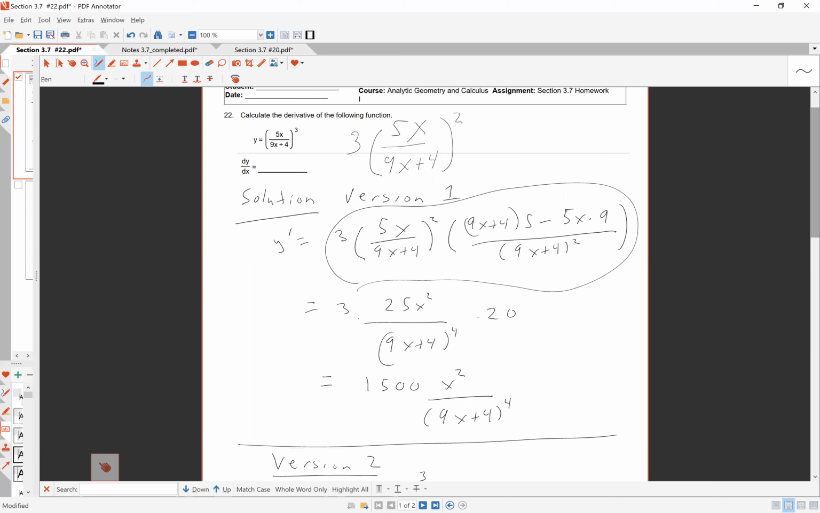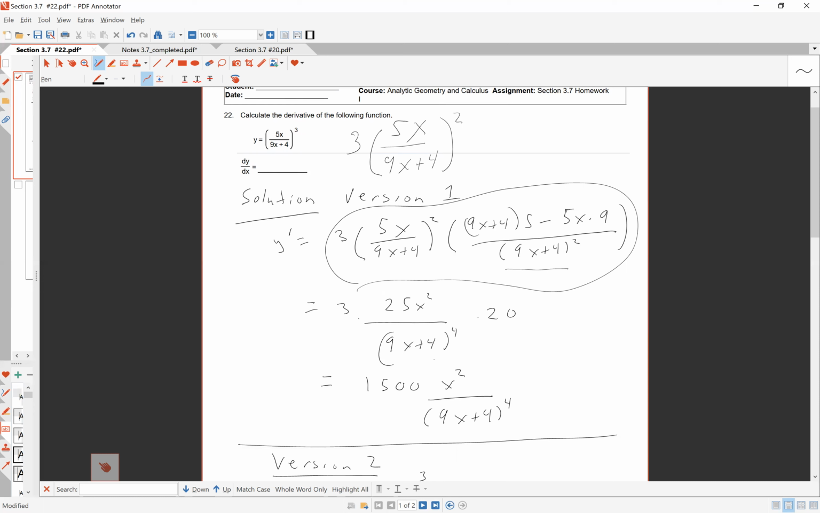Let's use the laws of exponents. So 5x squared is 25x squared. And the denominator is 9x plus 4 squared. And so we have these two terms, 5x over 9x plus 4 quantity squared. The denominator is 9x plus 4 squared here, and then we have another 9x plus 4 squared here. So altogether, we add the exponents, and the denominator of the final answer is 9x plus 4 to the fourth.